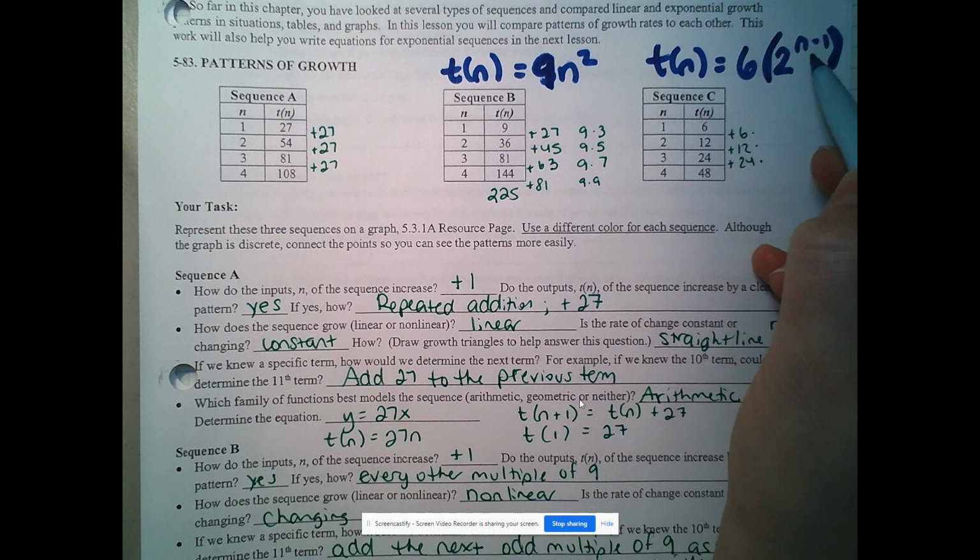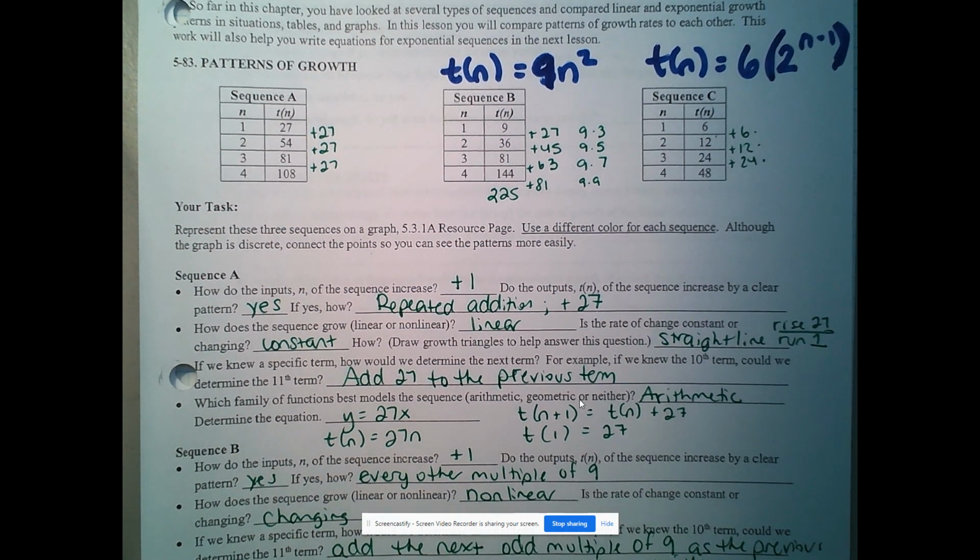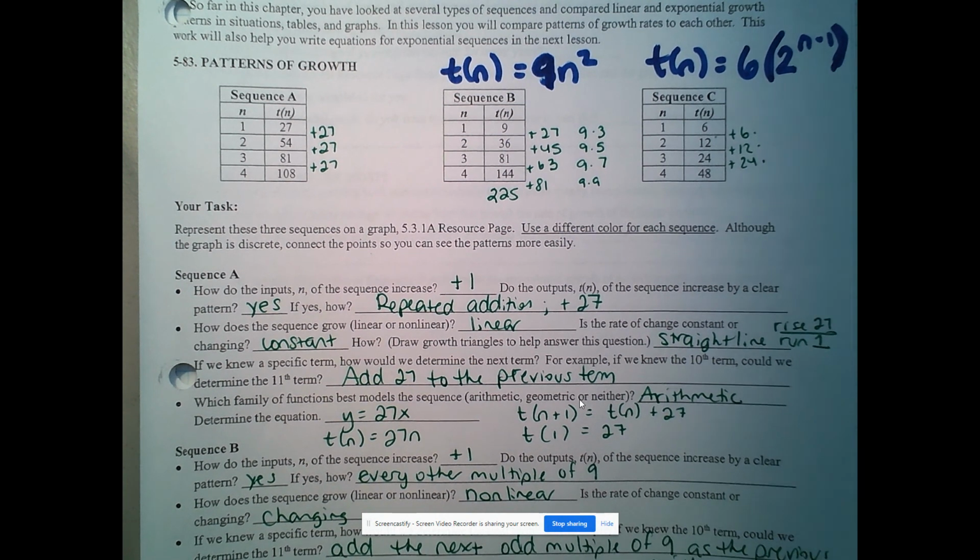Well, if I go to the second one, 2 to the 2 minus 1 would be 2 to the first. 2 times 6 would give us 12. If I plugged in 3, 2 to the 3 minus 1 would be 2 to the second, which would be 4. 4 times 6 would be 24, and so on. So no, do not expect you to memorize that. Just want to put it out into the universe, though.